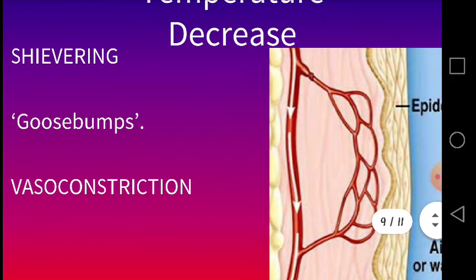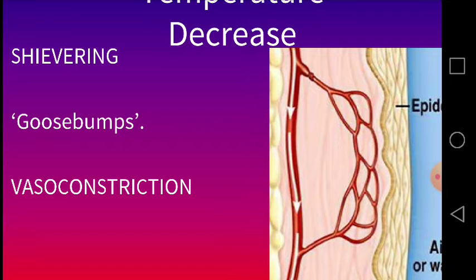Second, the goosebumps. What are the goosebumps? The erector muscles which are attached to the base of the hair, in cold conditions these muscles help to erect the hairs. When the hairs erect around the skin, they hold the air, and here the air acts as a blanket, and you know that air is the best insulator. When it is held by the erected hairs, this acts as a blanket and does not allow the heat to radiate from the skin.